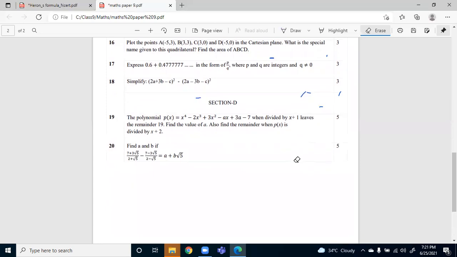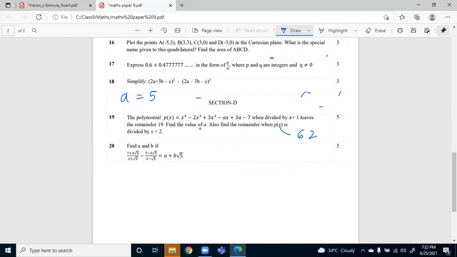Okay, so let's move to question number 19. That is, polynomial when divided by x plus 1 leaves the remainder 19. Find the value of a. Ma'am, the value of a is 5, and p(x) divided by x plus 2, the remainder is 62. Okay, so let me check.